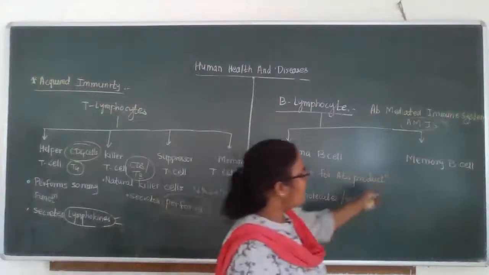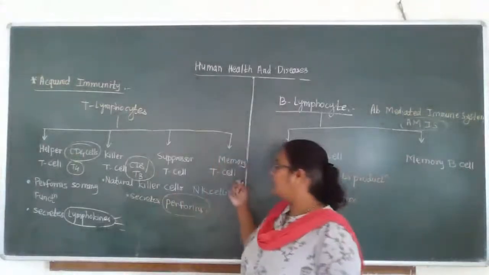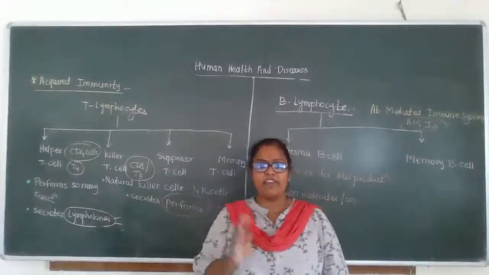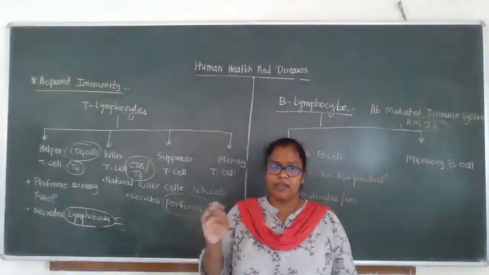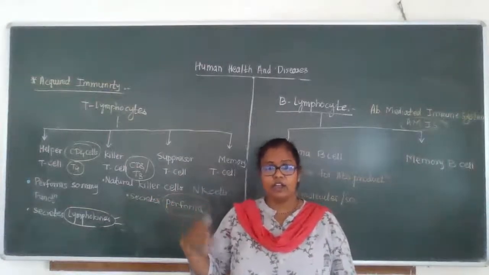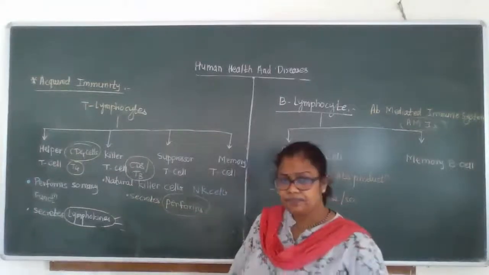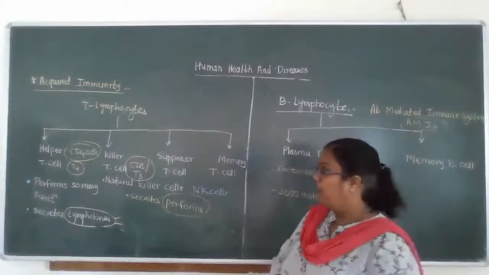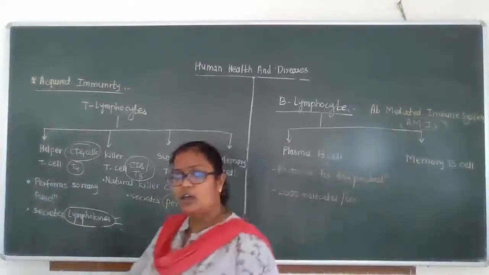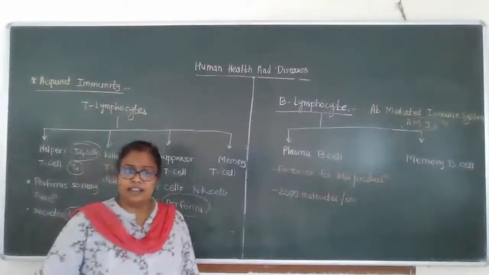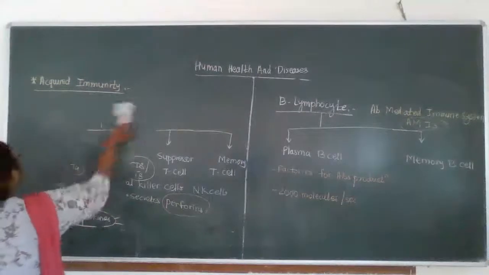Then the next one is the memory B cell. The memory B cell performs the same function as the memory T cell. It keeps in mind the previous attack or invasion of that antigen. So this is all about the types of lymphocytes, B and T lymphocytes. Clear? Here we completed only the lymphocytes.